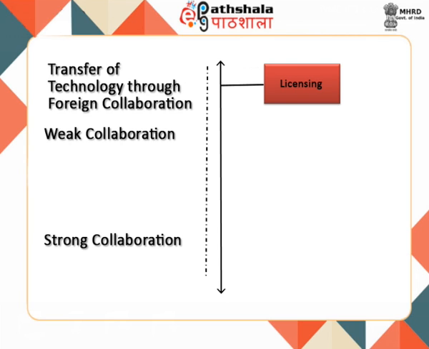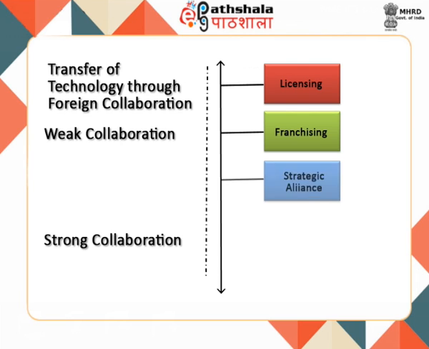Another form of weak collaboration is franchising. Here, the franchisee is permitted to use a standard operating system along with intangible property rights of the franchisor on payment of royalty. Franchising is stronger than licensing since the franchisor imposes a certain standard operating system on the franchisee. Strategic alliance is an agreement between two or more firms from different countries to pursue an agreed set of goals or to cooperate in any value chain activity. These types of agreements are stronger than licensing and franchising.